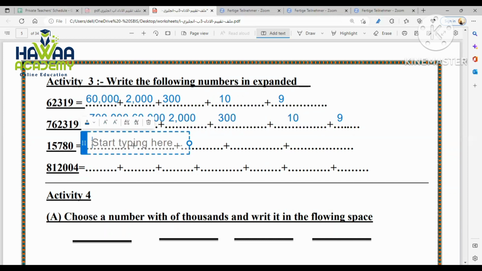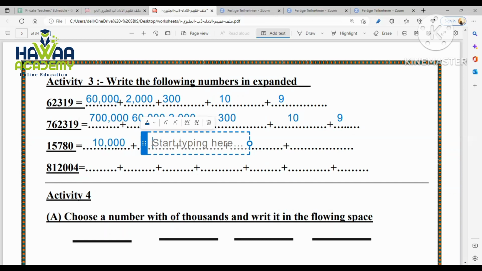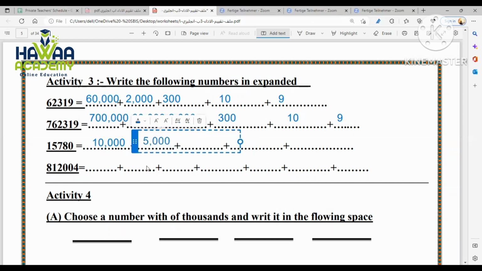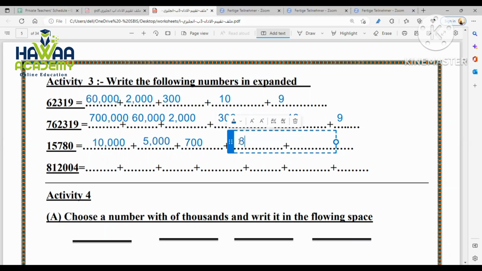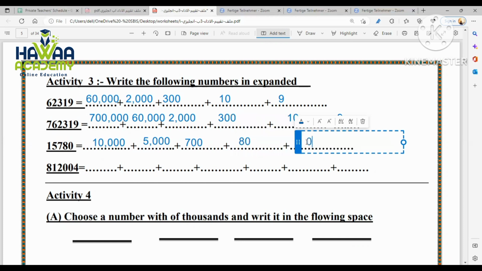Now I have 15,780. So the 15 is going to be 10,000 and 5,000. So here we go. And then 700. And then 80. Do we need here something? No, we just put a 0.